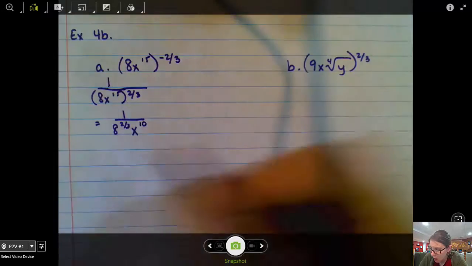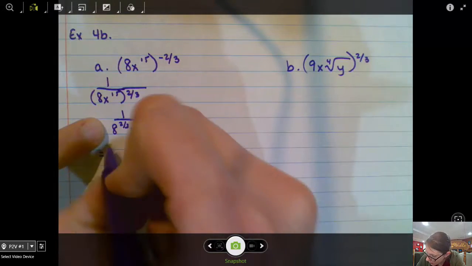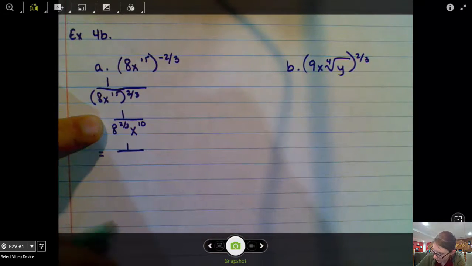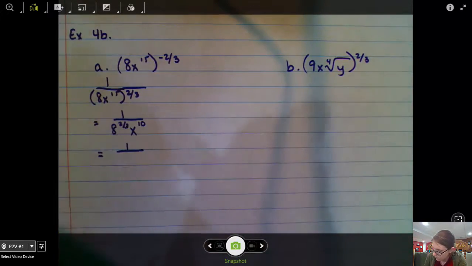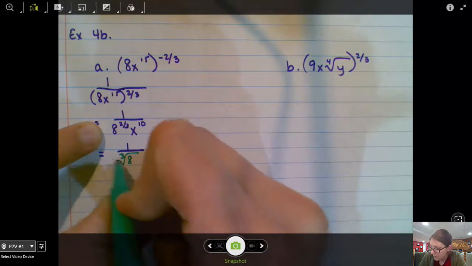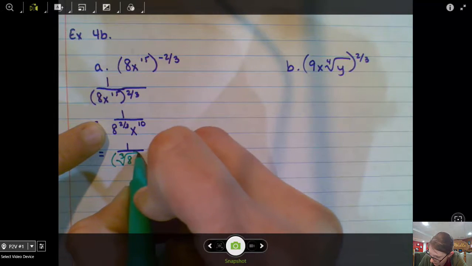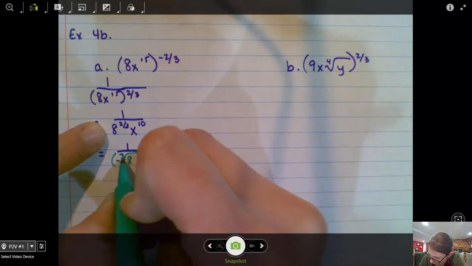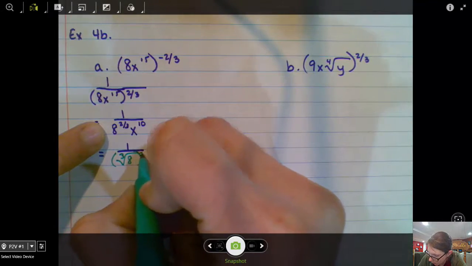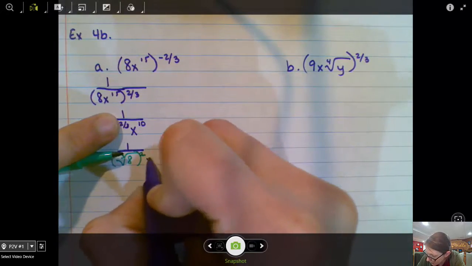Now again, I'm actually almost done here. I have to take this 8 to the 2/3 power on the bottom, which means the cube root of 8 squared. Now I could do the cube root of 8 first and then square it, or I could do the cube root of 8 squared underneath. And both ways work. I can find a solution. I can simplify both ways.